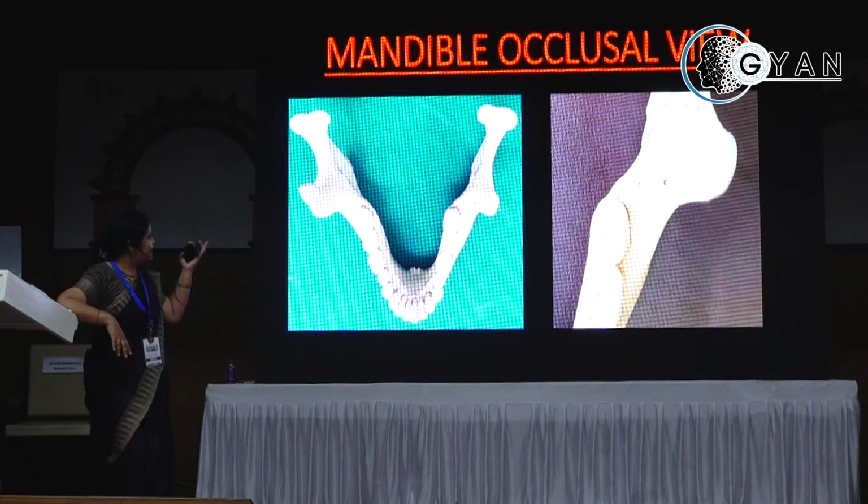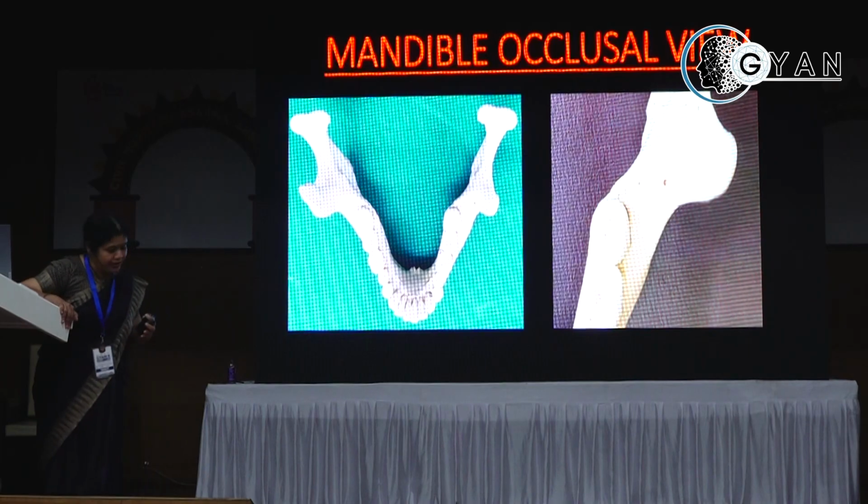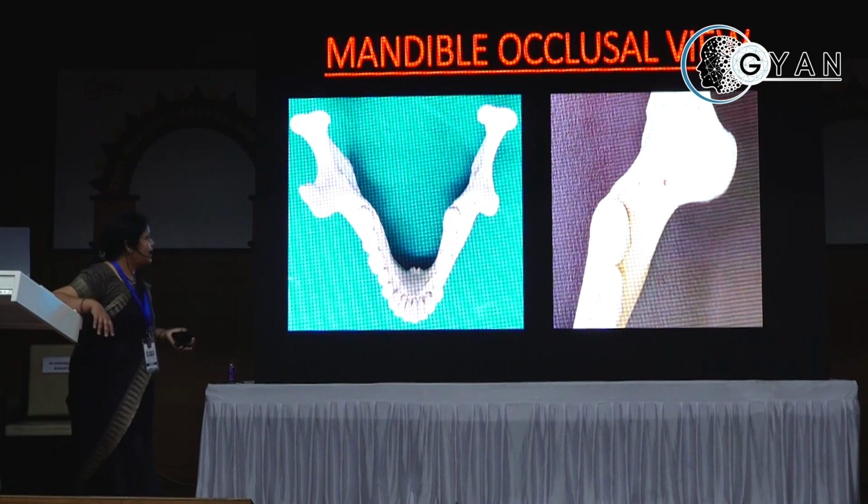One small important point, we see the external and internal oblique ridges which are enclosing the retromolar area.